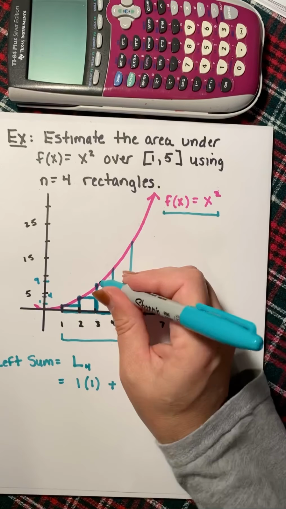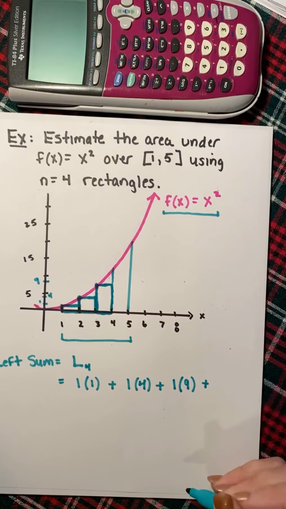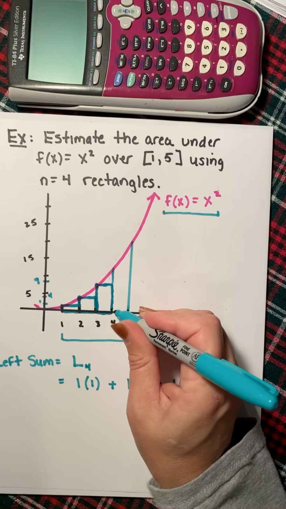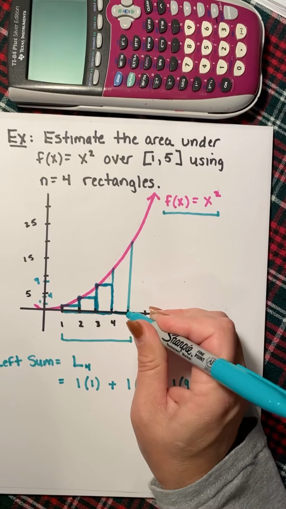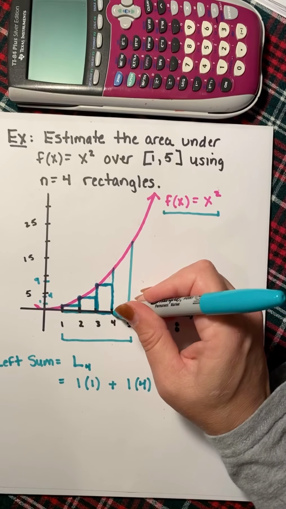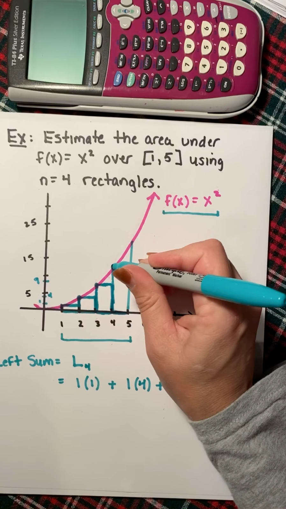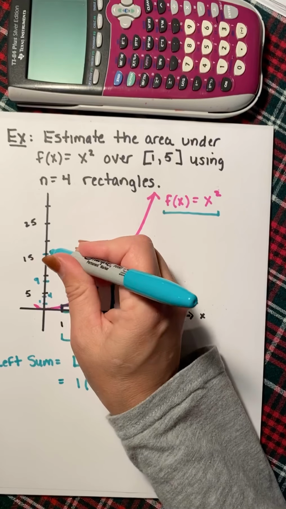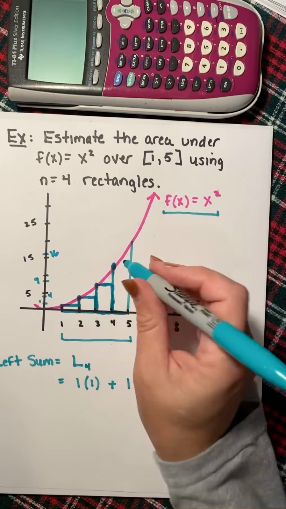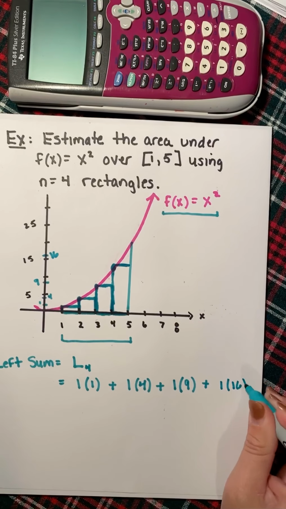We'll continue with this process. Whoops, let me draw that rectangle. And then my last rectangle, I'm going to use as a base the line between 4 and 5 on the x-axis. We're going to use the left endpoint to determine the height of the fourth rectangle. We're going to go up to there, and the fourth rectangle will have height 16 because I plug it into that function. So it will be 1 times 16.